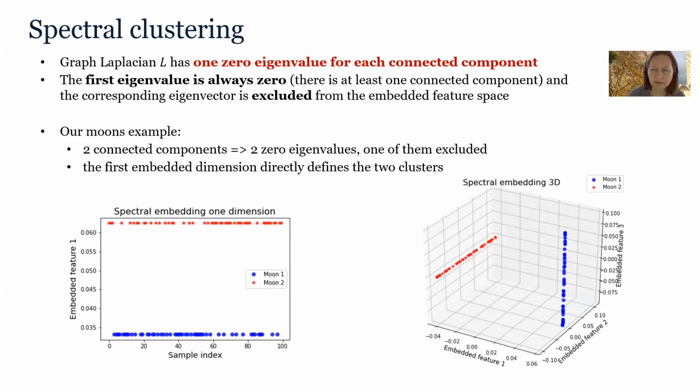Here is the embedding plotted in 3D. So we took the first 3 embedded features. And you can see that the first feature defines the 2 clusters. The second feature is a one-dimensional representation of the red cluster. And the third feature is a one-dimensional representation of the blue cluster.